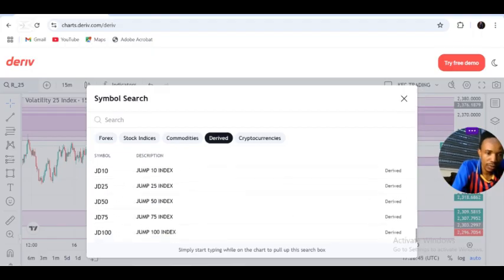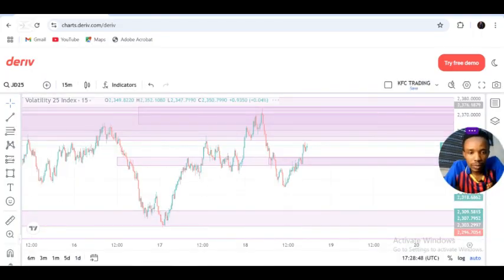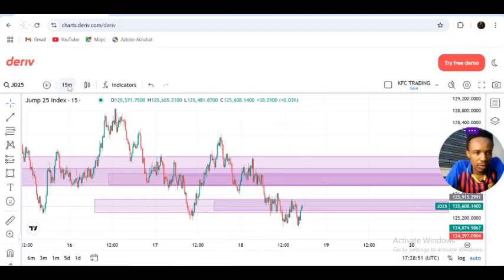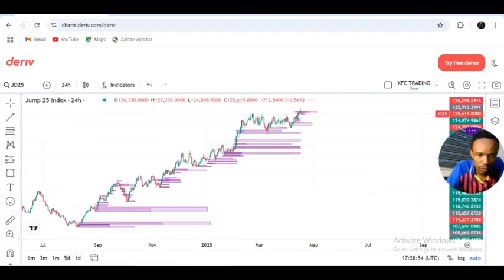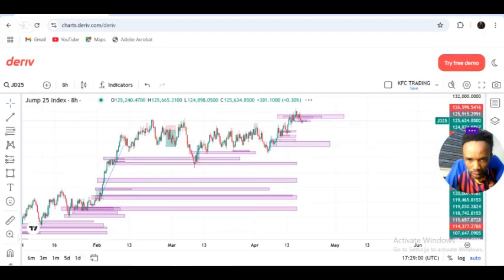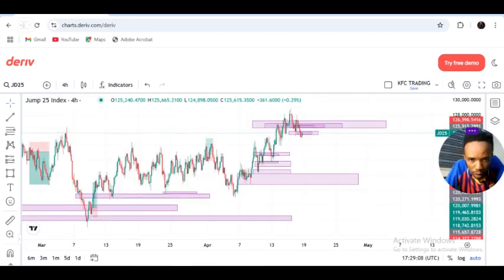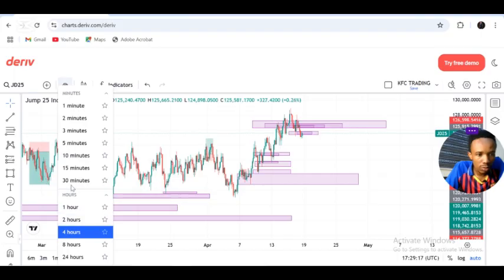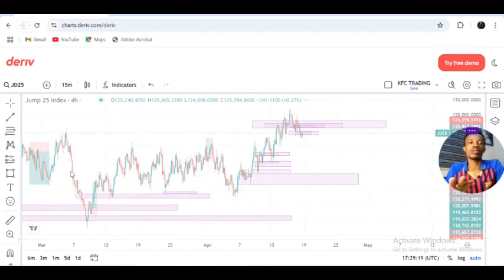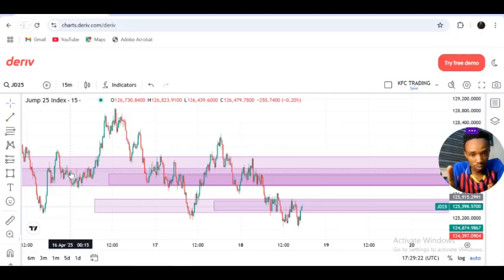And straight up as we round up, this is jump 25. So let's look at the top down. Looking from the 24-hour time frame, you see that it is bullish. You look at the 8-hour time frame, you see it's retracing bearish, but it's actually bullish. If you go to the 4-hour time frame, you will see that it is retracing bearish, but it's still bullish. So I'll prefer to look for the bullish moves. If I go bearish, then I'll go short because it's only retracing bearish. So it's actually ranging.